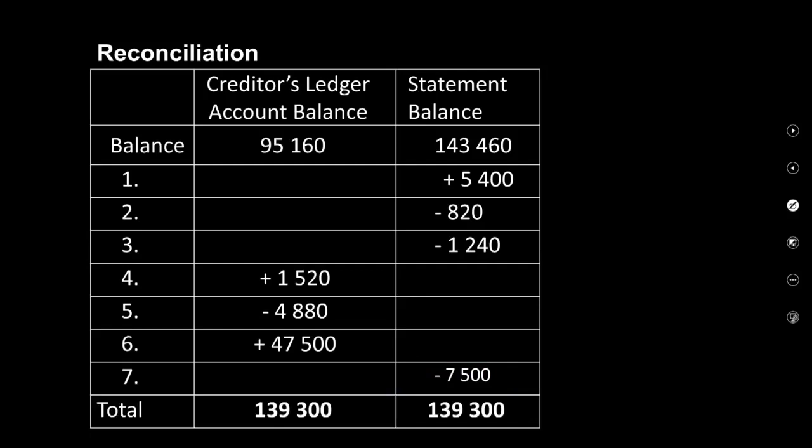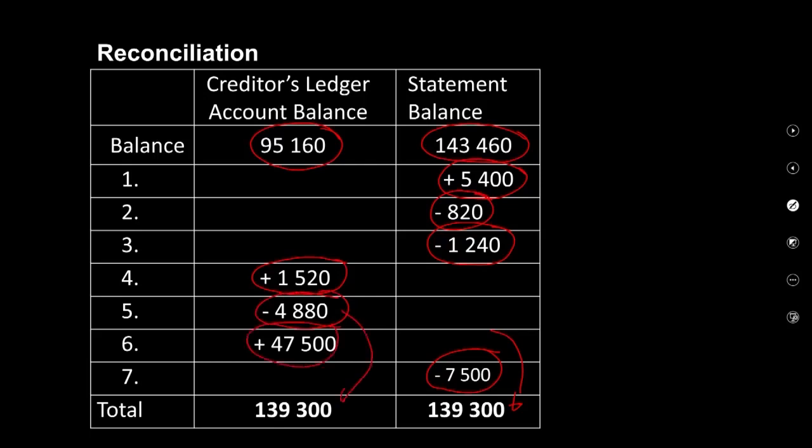Now we go through the process. Take your 143,460, add 5,400, minus 820, minus 1240, minus 75. What do you get? 139,300. Okay, take your statement, your amount as per your creditors ledger, take that opening balance, add the 1520 minus 4,880 plus 47,500, and what do you get? 139,300.